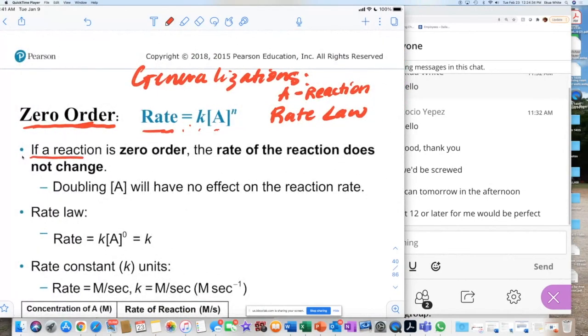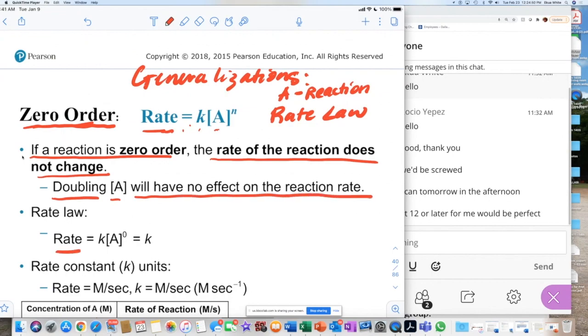If a reaction is zero order, the rate of the reaction does not depend on the reactant concentration. That means if you double A, this will have no effect. That's the unit for K for a reaction rate, what I mentioned earlier, times acetaldehyde. So the rate law here is 1.75 times 10 power negative 3, with A to the power zero.